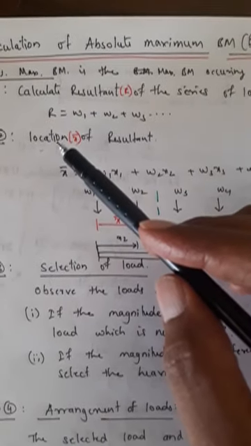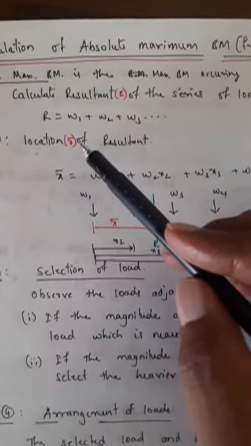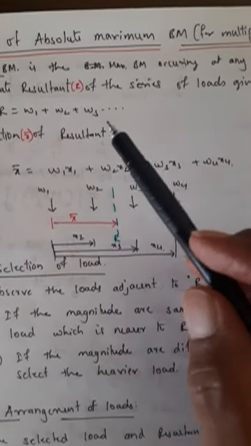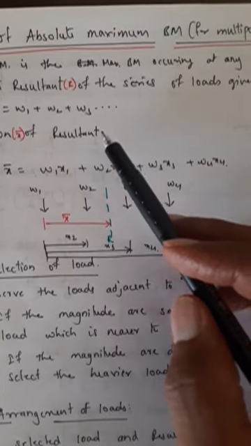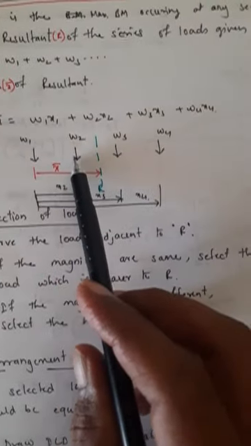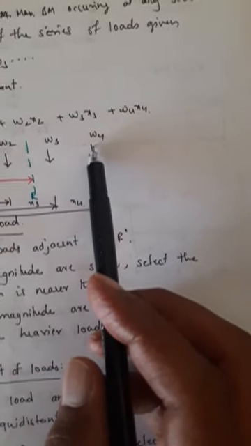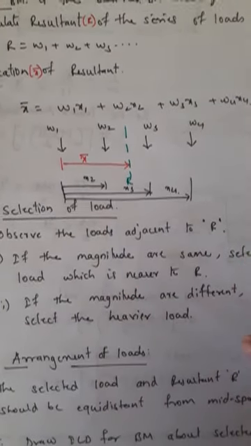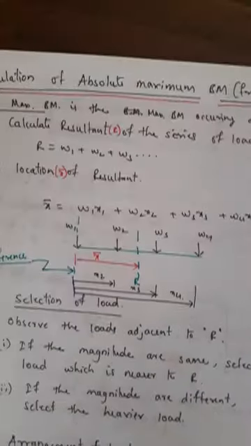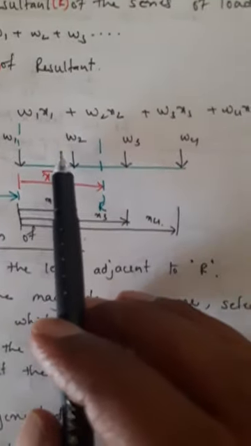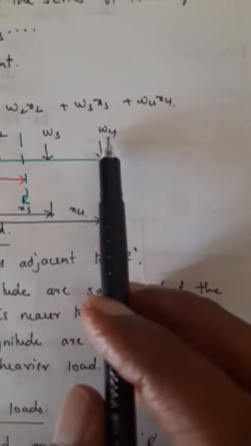Now next step is step 2, location of X bar. So X bar is the location where resultant R is acting. First, let me consider the loads W1, W2, W3 and W4. So these are the series of the loads. For that we have to consider a section. Let these be 4 loads W1, W2, W3 and W4.